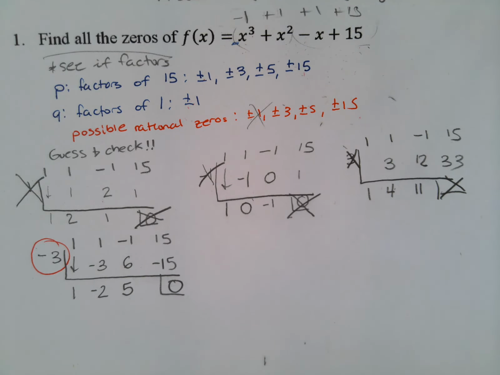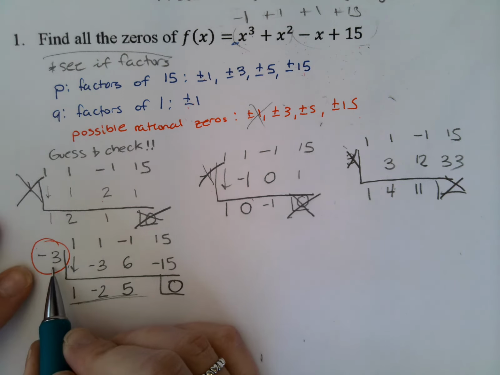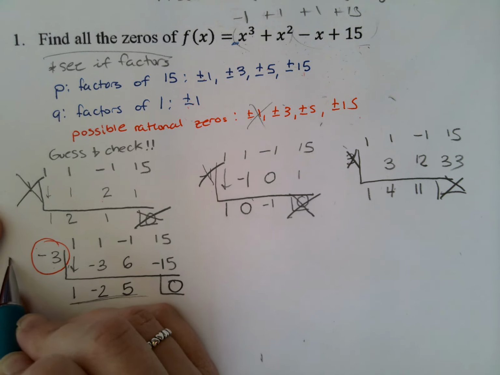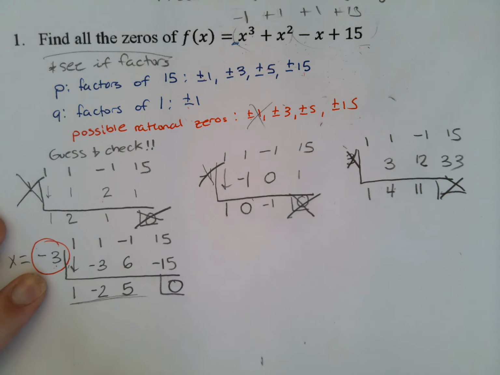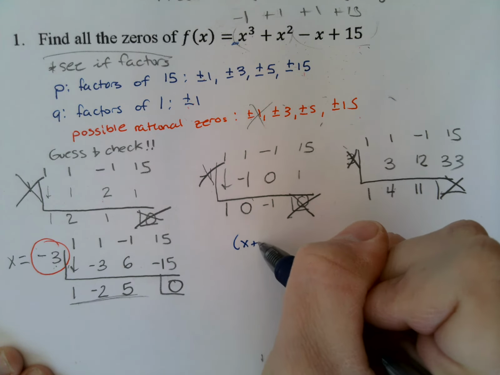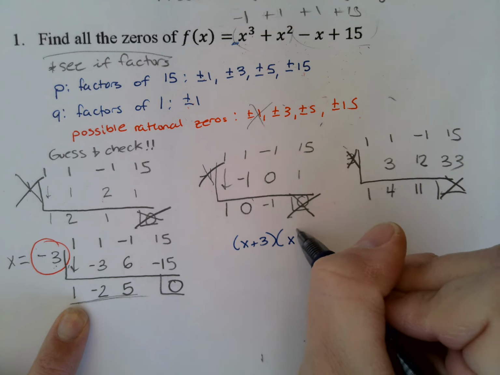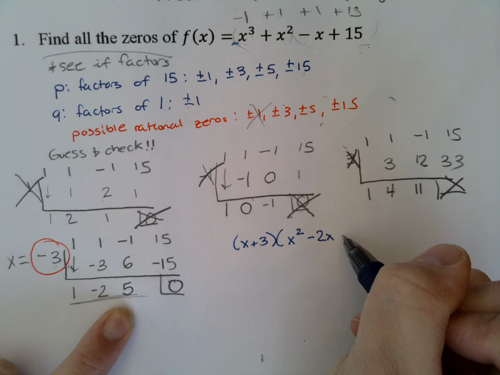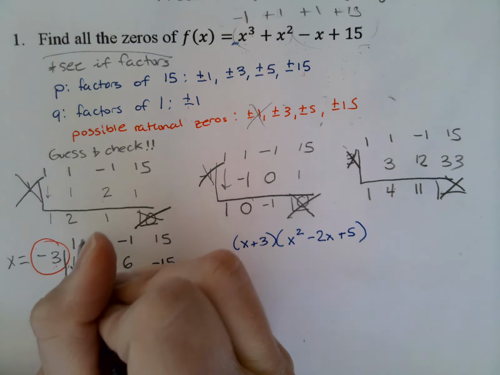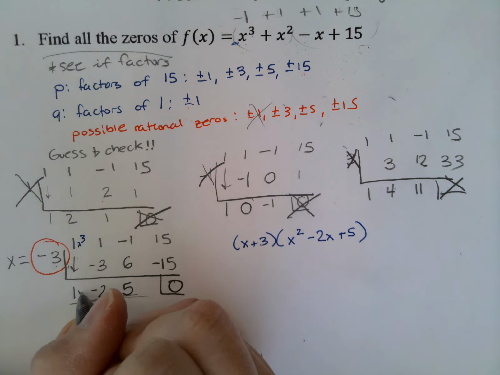All right. So now I found one that works. But I have to find all the zeros. So this is my new polynomial. Because I want to make sure that I'm always careful, if x equals negative 3 is a solution, that means x plus 3 is a factor. Then we have x squared minus 2x plus 5. Remember, this was an x to the third, so it dropped down to an x squared.